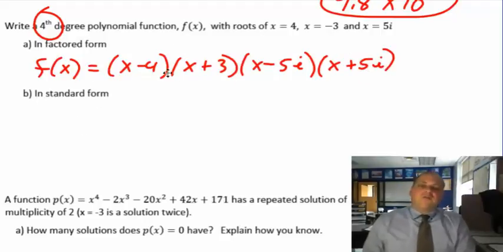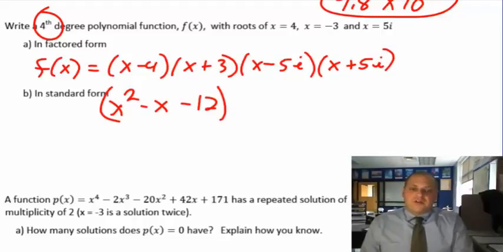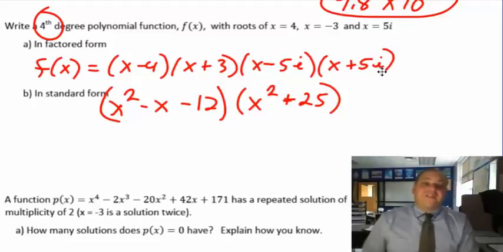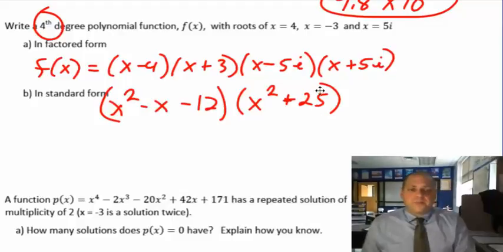So that's done. Now how about standard form? Standard form is all about multiplying this out. So multiply these. You get x squared minus x minus 12. That's what you're going to get for these two. This one gives you x squared plus 25 because it's minus 5i squared. Minus 5i squared is plus 25. All right, now you do a 3 by 2 table, and so you should do that. I want to see that on your paper. I want you to do that now.